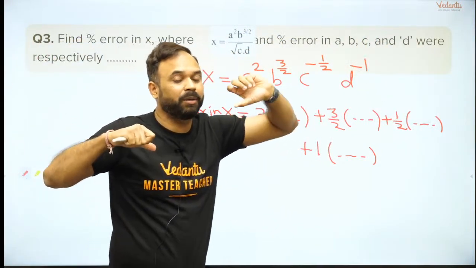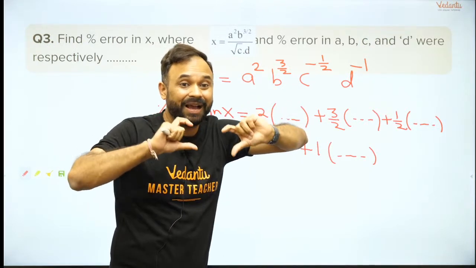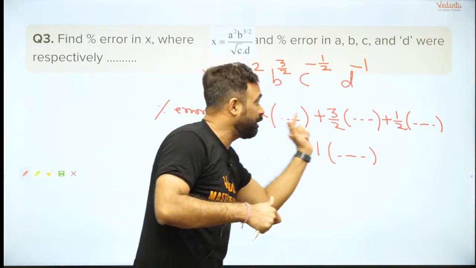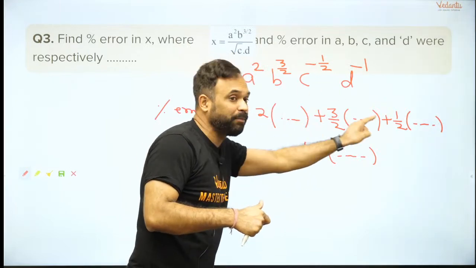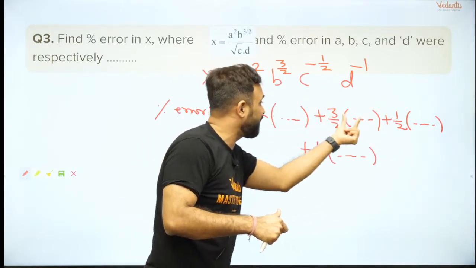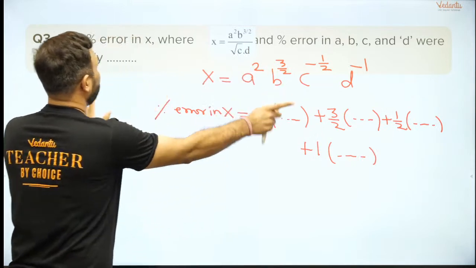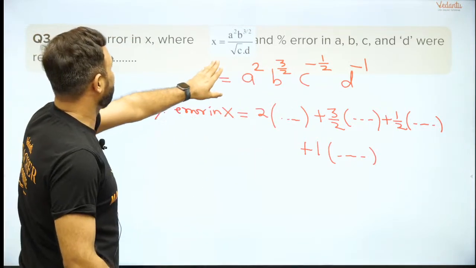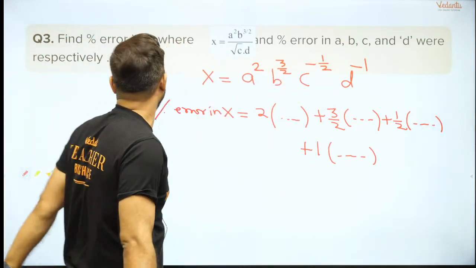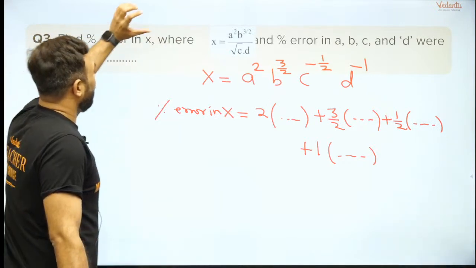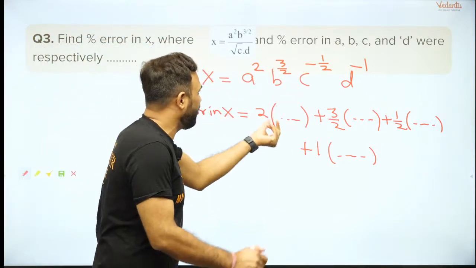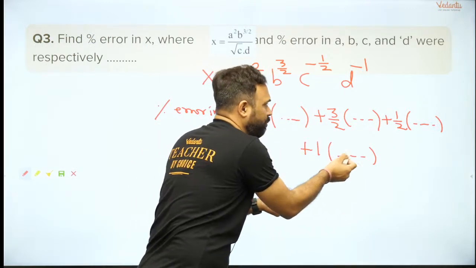Why will these terms get added up? You know that when you write percentage error, it is actually the deviation up to the maximum with respect to the least. So basically, to find the maximum error in value, we add all the terms. That's why I have added all the powers. And if I write the percentage errors individually here, then I will get the correct answer.